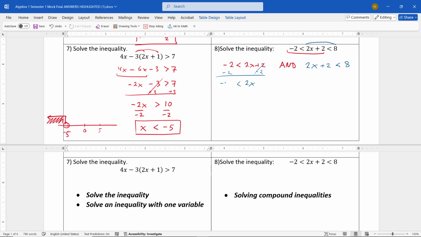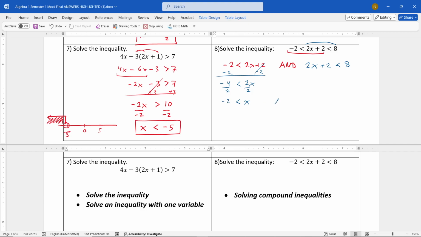Negative 2 minus 2 is negative 4. Divide by 2. Because we're dividing by a positive, the inequality stays the same direction. We're not dividing by a negative, right? This isn't negative 2 we're dividing by, it's positive 2. So the symbol stays the same. Negative 4 divided by 2 is negative 2.